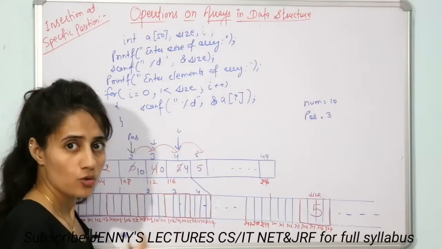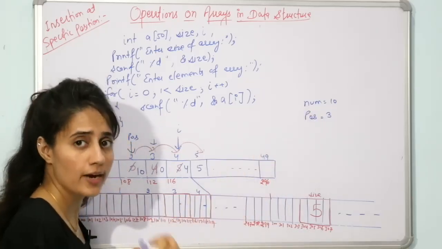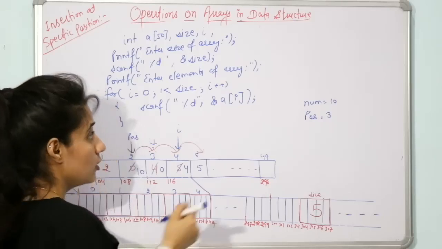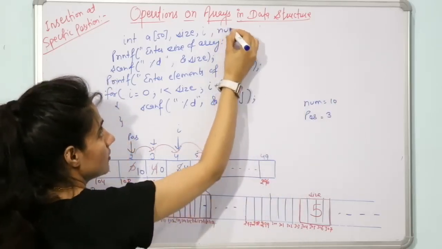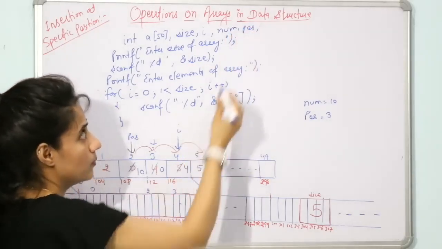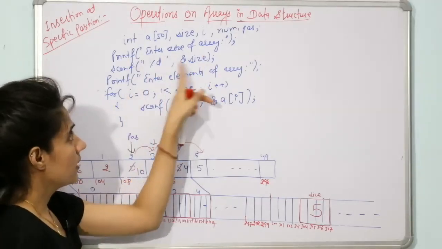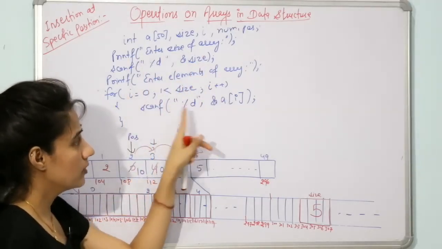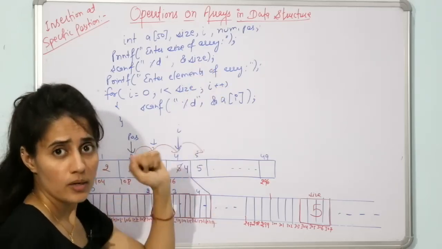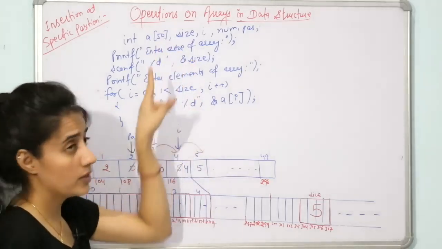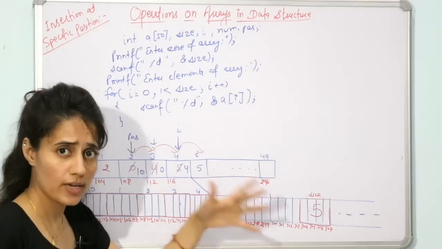Here we are also taking more inputs from the user, that is the number you want to insert and the position at which you want to insert the data. So for storing these two values, you have to declare two variables, that is num and pos. Same as before, you enter the size of the array, then you enter the elements of the array, and the size of the array should be less than or equal to 50. If size is greater than 50, then you cannot insert any extra element in the array.